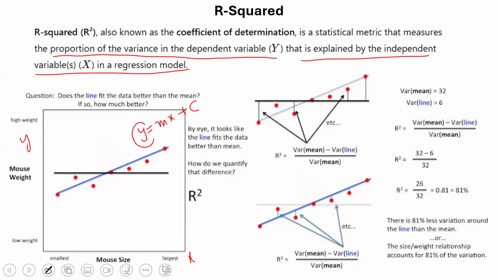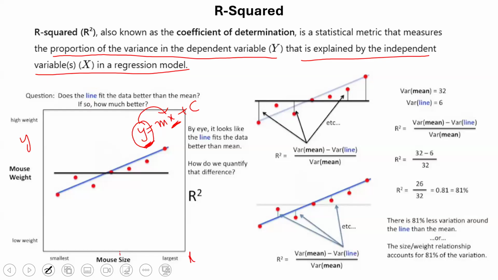So y is dependent on x. Based on the value of x, the y value will be decided. So y is known as the dependent variable, and x is known as the independent variable. Mouse size is independent, so we are trying to predict the mouse weight based on the mouse size.